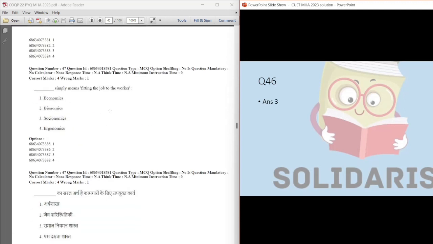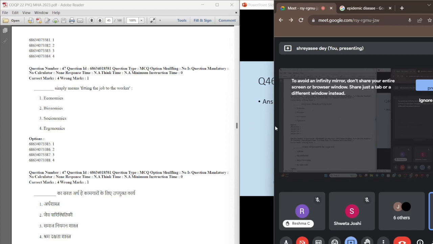Then the next question is from occupational health. I don't remember if you guys have it in your syllabus. The answer is though ergonomics. That ergonomics simply means fitting the job to the worker. Actually, ergonomics is a study of making the work environment most suitable for the workers of it.